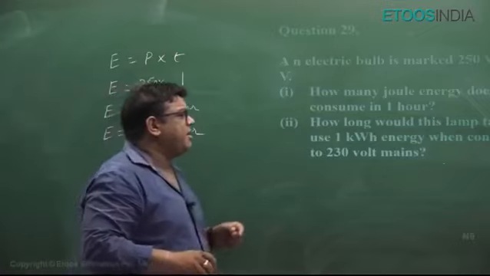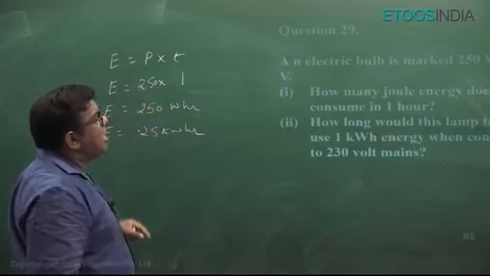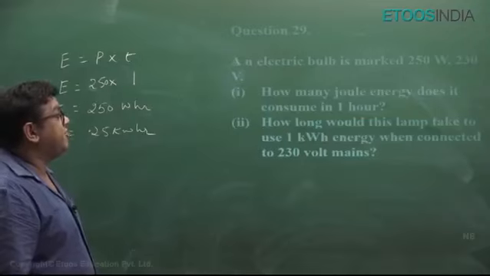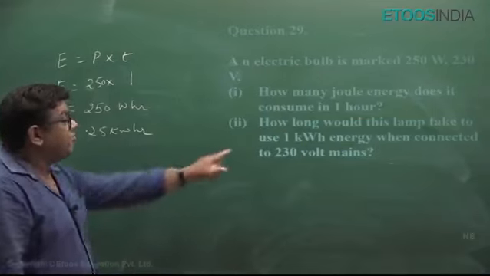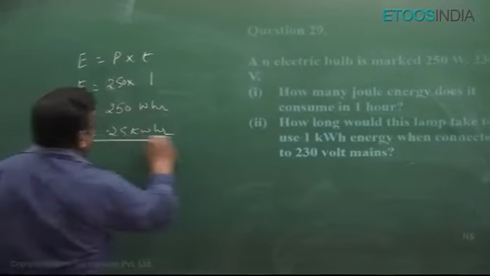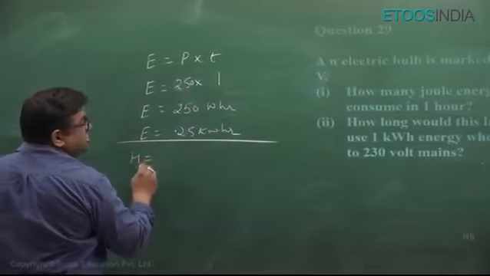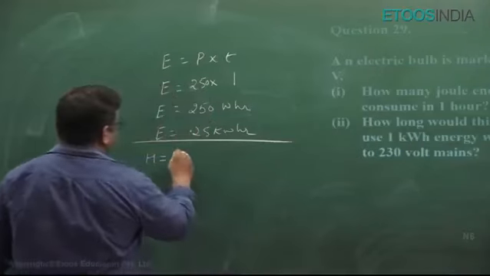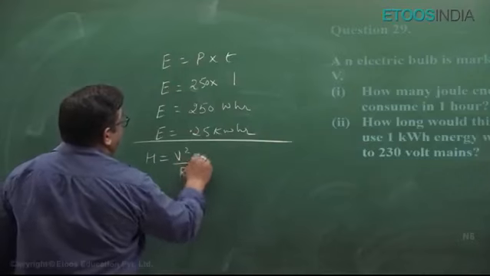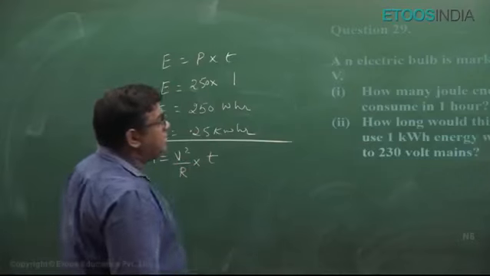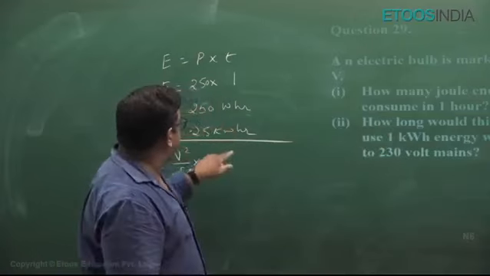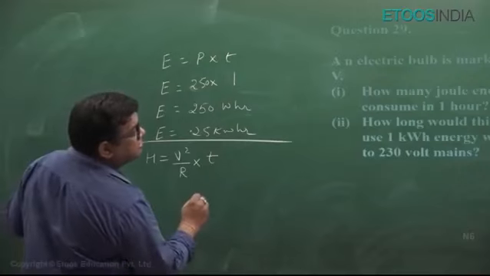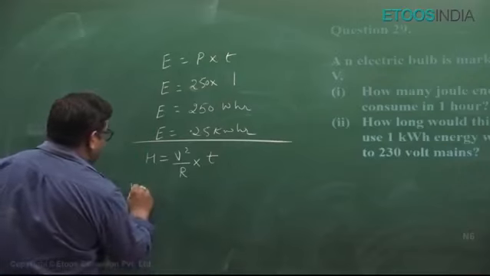Is it okay? Now, let's see what this next question asks. How long would this lamp take to use 1 kilowatt energy when connected to 230 volt supply? So, the formula here will be H is equal to V square upon R into T. Got it? It has told us that what we need to find out is T. Here H is, what will be H here? In kilowatt hour.